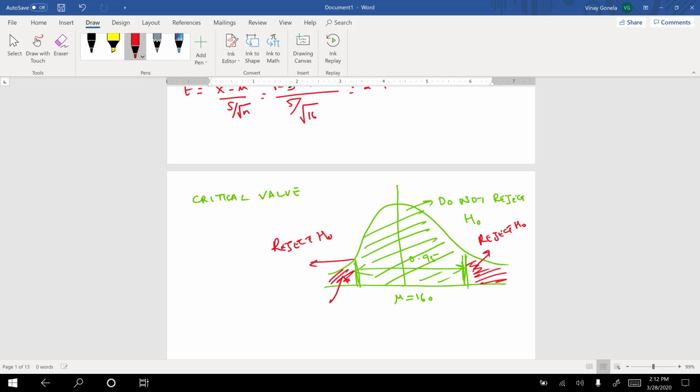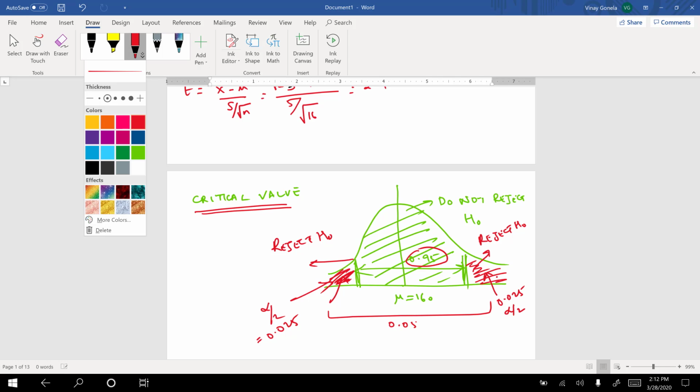Because this is 0.95, this area plus this area would together be 0.05, and then each area would be half of it, that is alpha over 2, which is 0.025, and this will be 0.025. This is again alpha over 2. So since it's a two-tail, we will be using alpha over 2.